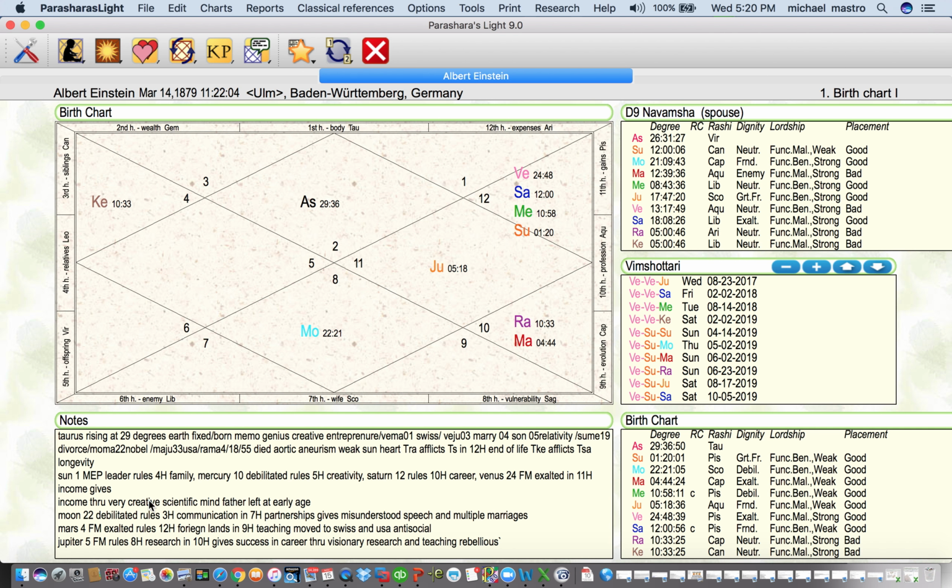So let's see. Mars is exalted, and although it's a functional malefic, it rules this 12th house of foreign lands. So he moved to Switzerland very early on. Didn't want to be in Germany. I think part of it was Hitler and things like that. And then later on, he moved to the United States, where I think he had more freedom to do what he wanted to do.